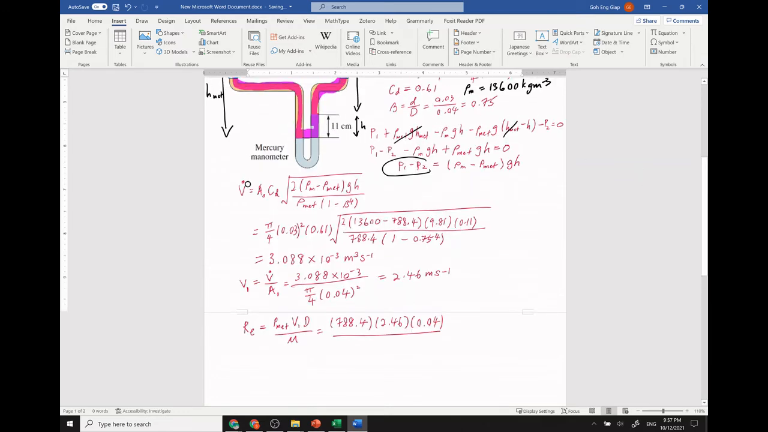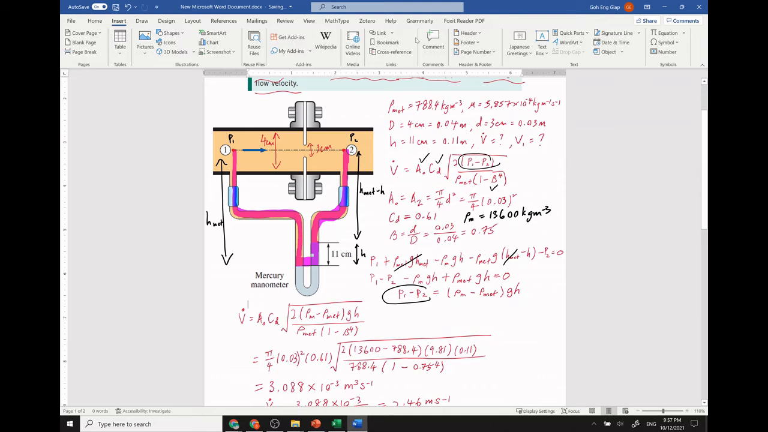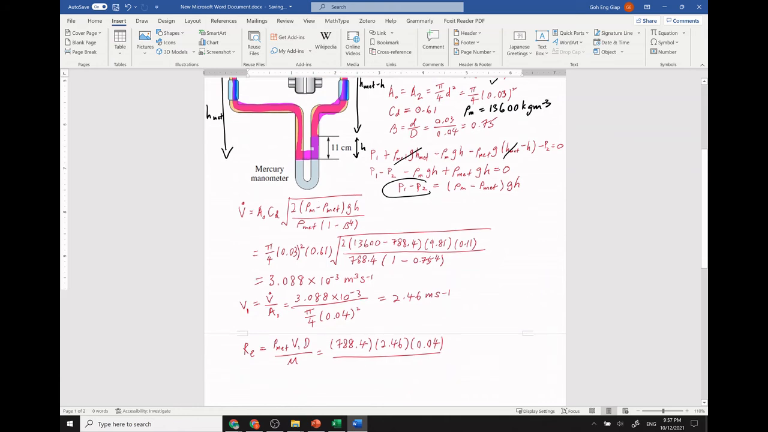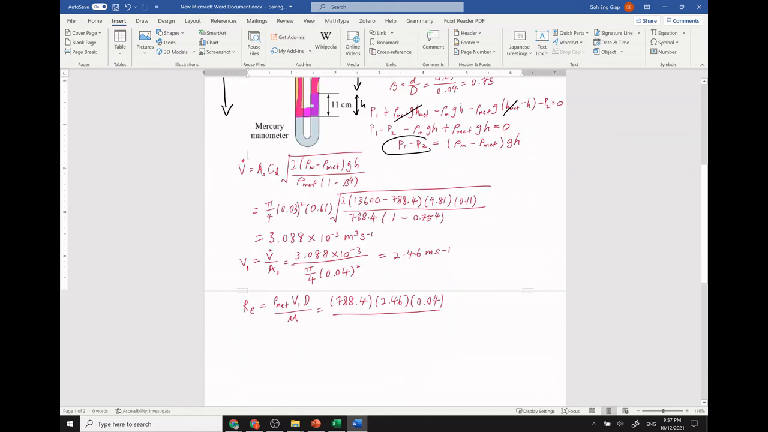The dynamic viscosity is given here, 5.857 multiplied 10 to the power negative 4 kilogram per meter per second. Okay, so it is 5.857 multiplied 10 to the power negative 4. Okay, so the value of the Reynolds number would be 1.32 multiplied 10 to the power 5.